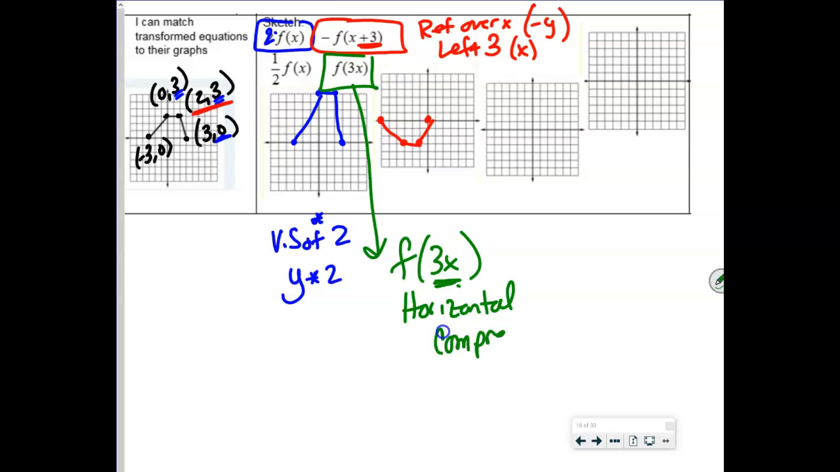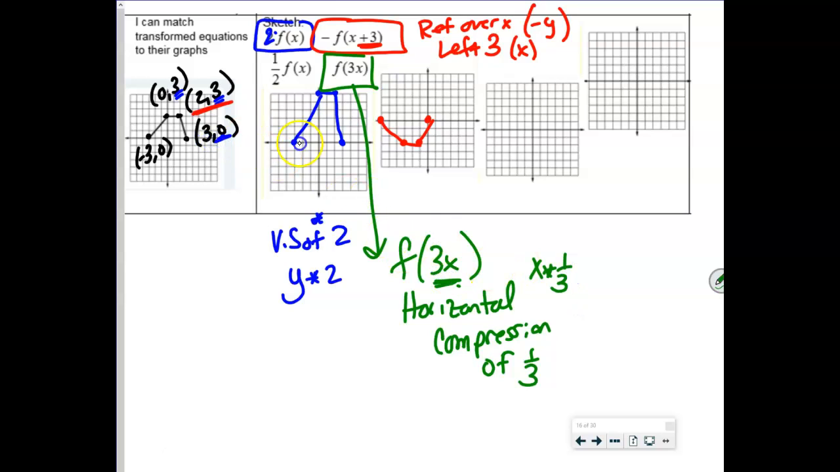Why is it a compression? Horizontal compression. Everything's backwards. Everything's weird. So it's inside of your function. You got to think backwards opposites, do something that's not normal, apparently. So it's actually a horizontal compression, and I always say of 1/3, because what that tells me to do, it takes all of your x values and it thirds them, multiplies them by a 1/3, or divides them by 3.